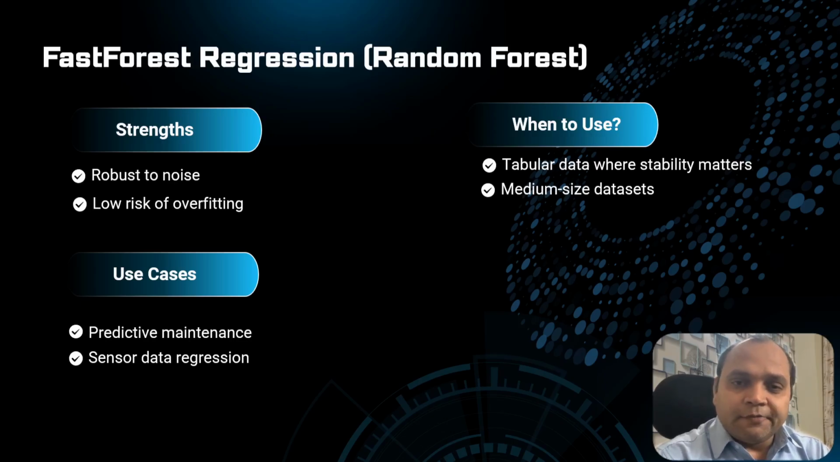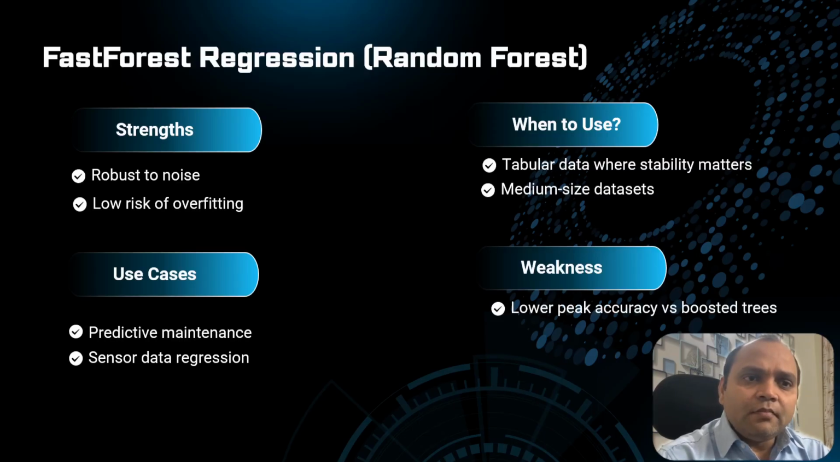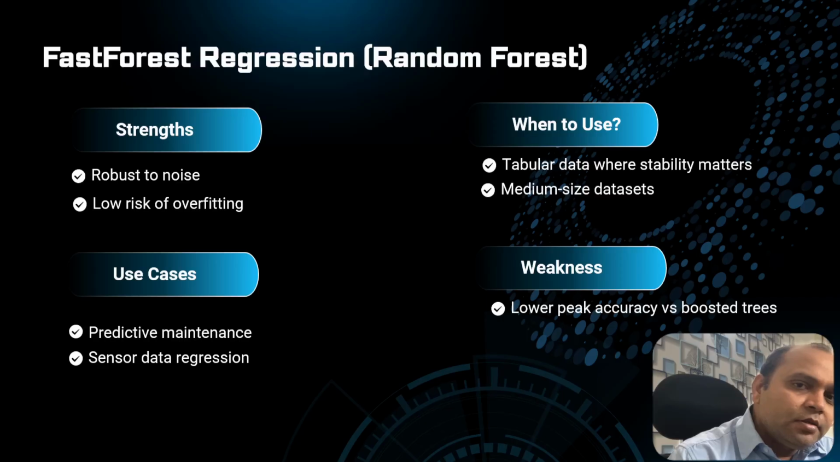Predictive maintenance of machineries, predictive maintenance of vehicles. In this case, you need good accuracy, and if you need good accuracy, you can go with this. And when collecting data from sensors, then you can use the FastForest regression model. Weakness: lower peak accuracy versus boosted trees.